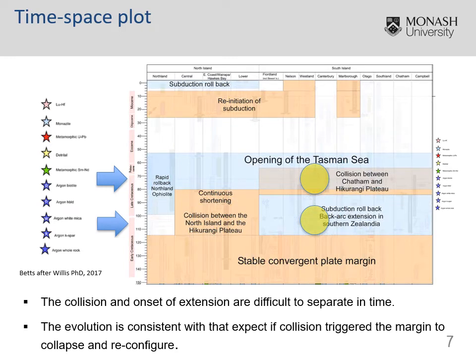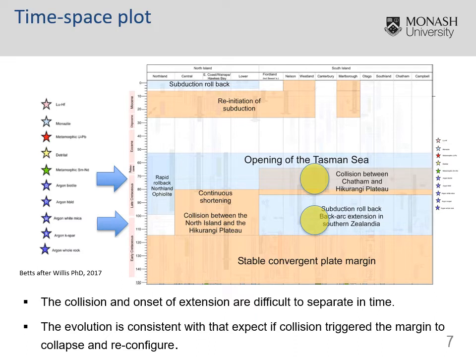This slide shows a simplified version of the time-space plot showing the tectonic events that we think were happening in that period of collision of the Hikurangi Plateau. There are some key aspects to this. I've superimposed those two clusters of ages on that, but one of the things you see was that following the stable convergent margin setting, the South Island largely records extension related to subduction rollback, whereas the North Island records basically a collision. And we would argue that this is a critical observation.